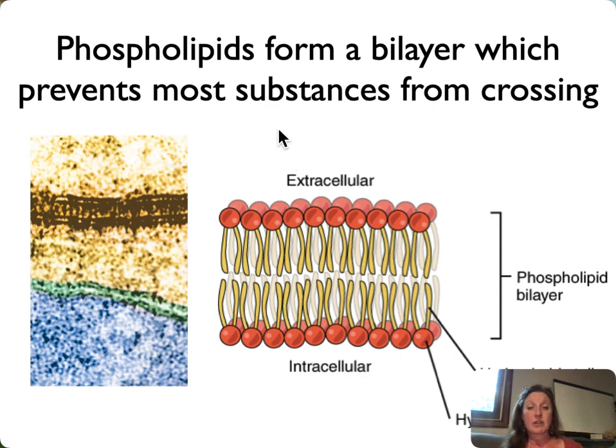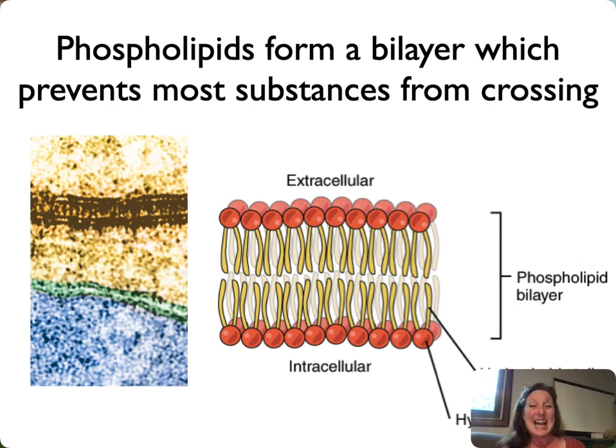So for instance, if there's a water molecule out here, it's like, oh, hey, phosphate groups, how's it going? Let me just squeeze through there. And it gets to the fatty acid tails and it's like, blech, and it turns around and leaves. Anything that's charged, sodium, chloride, potassium, can't get through. Same thing with molecules like glucose.